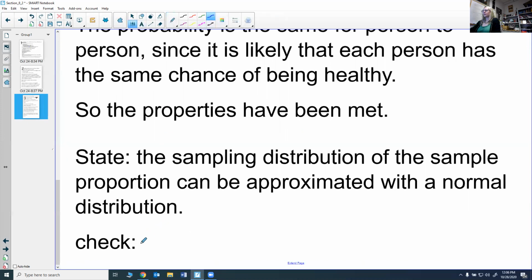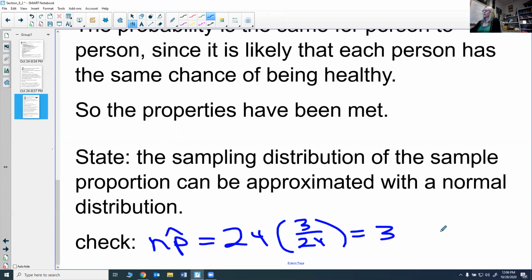So we can't do n times p. We're going to substitute in n times p hat. It's not really the right way to do it, but we're going to do that. So we had n was 24. P hat would be 3 people out of the 24. So we get 3, which unfortunately is not bigger than 5. So we have a problem.